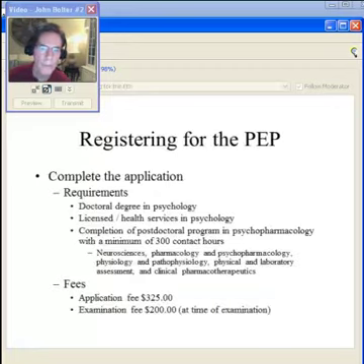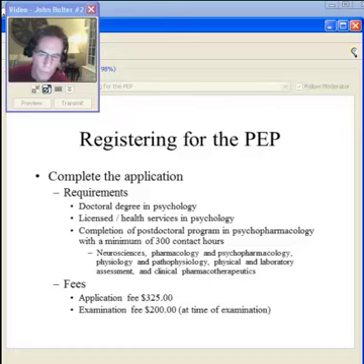To register for the PEP, you have to meet the following criteria: a doctoral degree in psychology, licensed health services psychologist. The reason they put licensed health services in psychology is they're talking about people that see patients. Obviously, an industrial-organizational psychologist shouldn't be taking such a test unless they're a retread, but that's a different issue. Completion of a postdoctoral program in psychopharmacology with a minimum of 300 contact hours in neurosciences, pharmacology, psychopharmacology, physiology and pathophysiology, physical and laboratory assessment, and clinical pharmacotherapeutics.